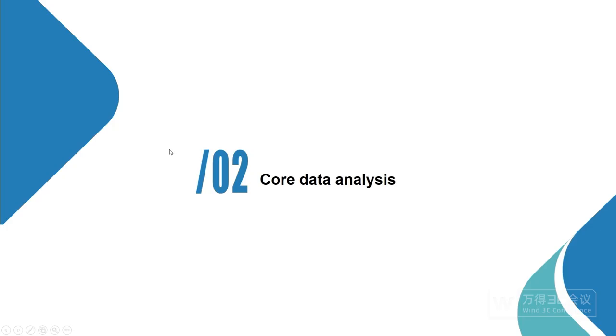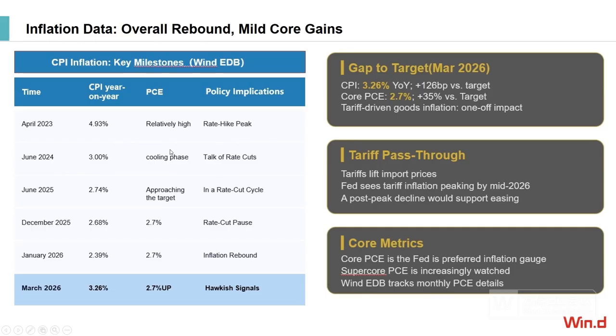The second part is core data analysis. We can determine whether inflation is a temporary rebound or structurally entrenched by dissecting core data. Only when data confirms that inflation is sticky will the hawkish pivot move from signal to action. The verification of hard data not only strengthens the robustness of the logic, but also provides confidence and risk control basis for positioning. First, inflation data can be examined via WIND-EDB.